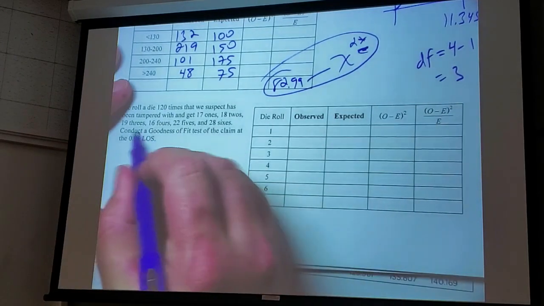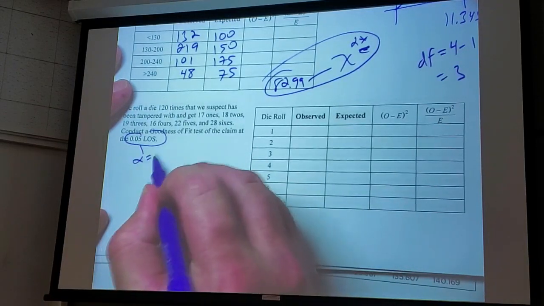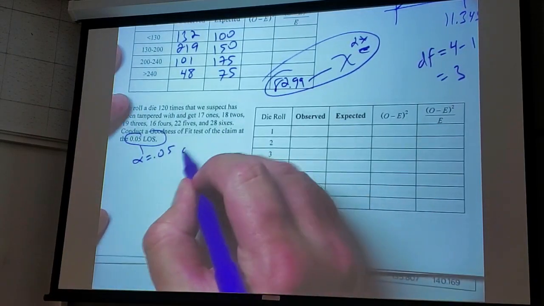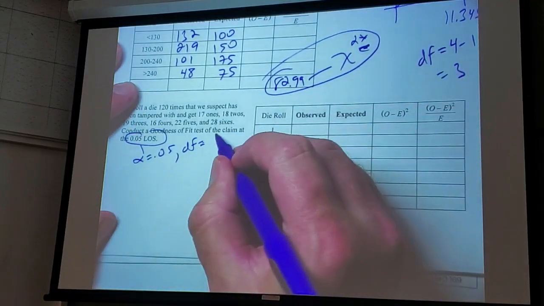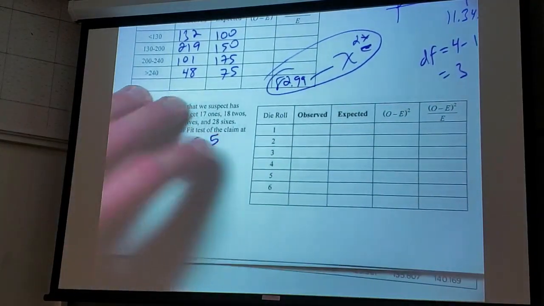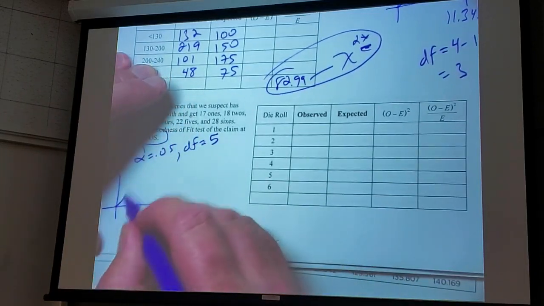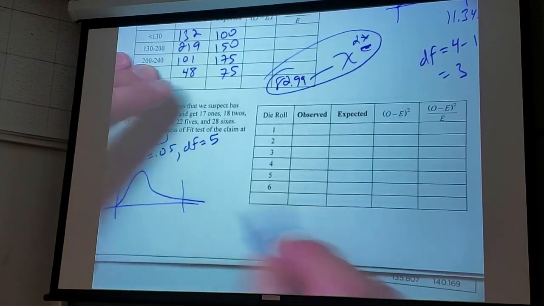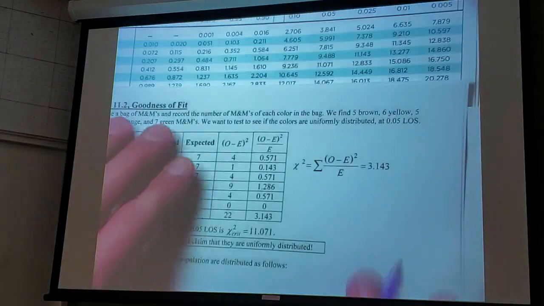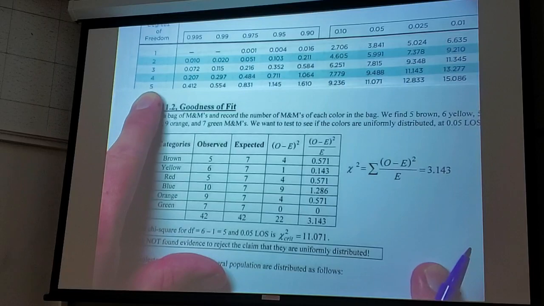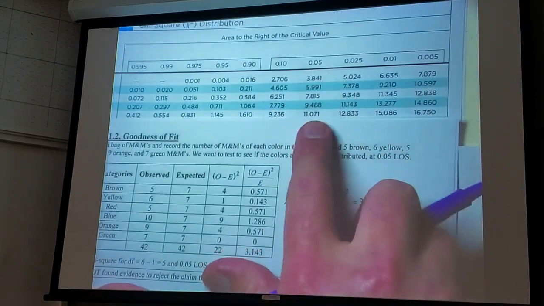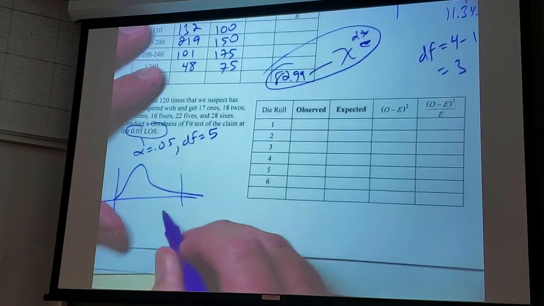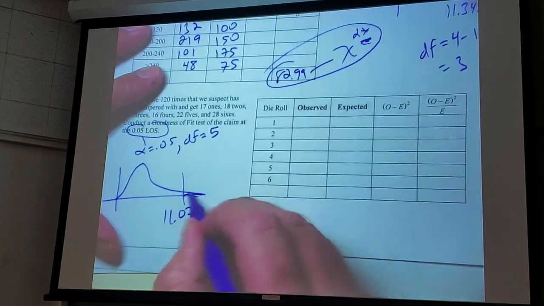Let's do this kind of backwards from the way we just did it. Alpha is 0.05. What's the degrees of freedom? 5. Good. 6 categories, so 5 degrees of freedom. So when you look up the rejection region for chi-square, what do you get? 11.071. Yeah, so here's your degrees of freedom of 5, alpha was 0.05, so here's your 11.071. Okay, so now we know where evidence starts.